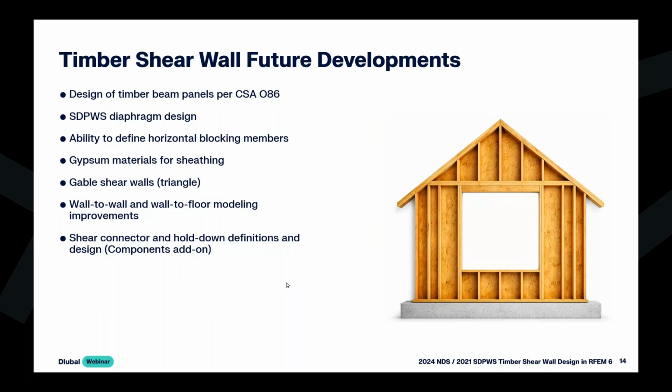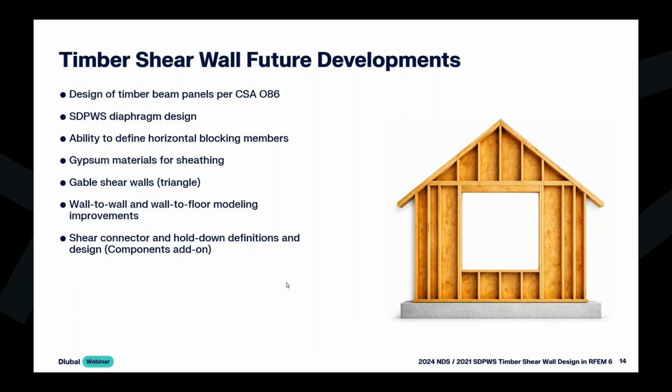We already talked about the horizontal blocking members. So this would be important for something like diaphragms where our sheathing is laid out horizontally. Gypsum materials we also want to add. We recognize not only OSB and plywood are used, but also gypsum. Also, gable shear walls, so different shapes. Right now, we are limited to rectangular shapes only, which covers most cases, but there is the occasional case where we need some of these other shapes, such as triangles.